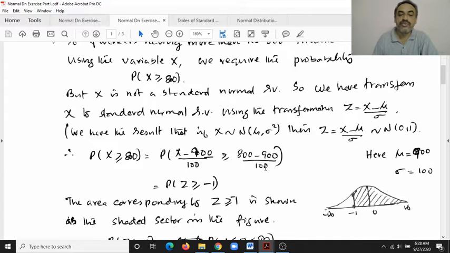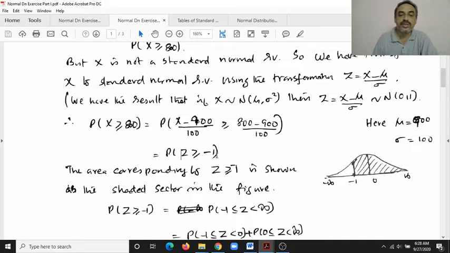In this step, we are finding the equivalent limit of standard normal random variable corresponding to 800. Because x minus mu by sigma is z, the variable x minus 900 by 100 is z. Now corresponding to 800, we have minus 1. That is, x greater than or equal to 800 is equivalent to z greater than or equal to minus 1.